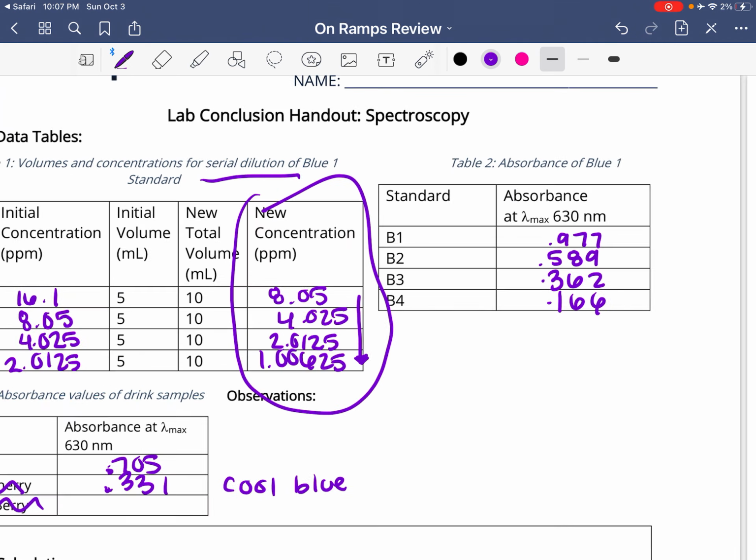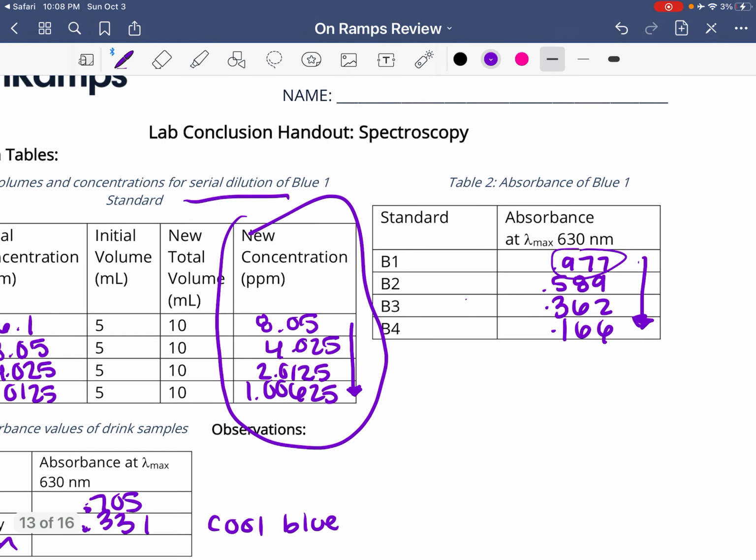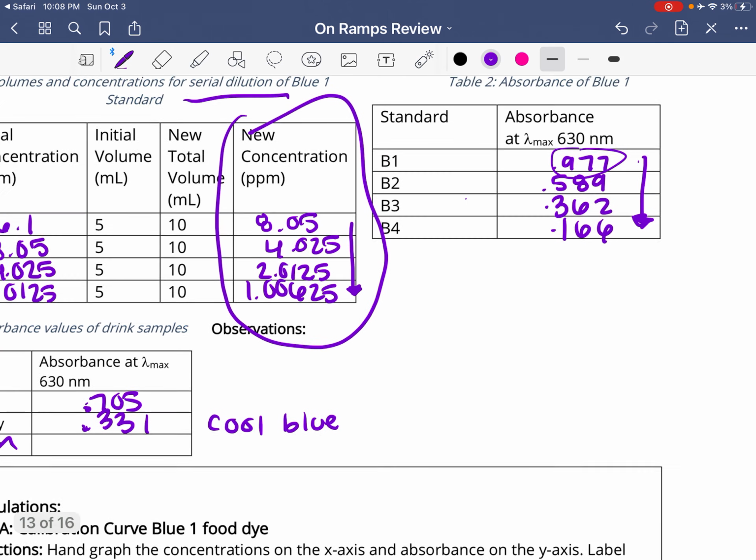So we look at B1, B2, B3, and B4. We took their absorbance. So B1 had the highest absorbance. And then as we went down, the absorbance decreased. So as concentration decreased, so did absorbance. So when there was less of blue 1, less of the blue 1 color, so the lighter the color of the liquid gave us a lower absorbance. Okay?